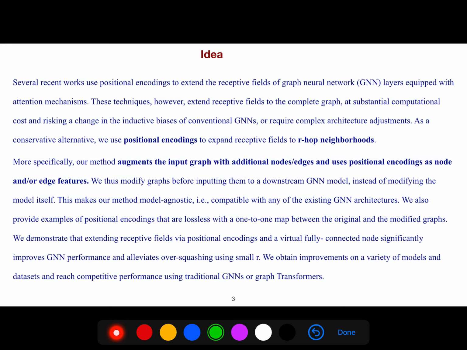These techniques, however, extend receptive fields to the complete graph at substantial computational cost and risking a change in the inductive biases of conventional graph neural networks or require complex architecture adjustments. As a conservative alternative, we use positional encodings to expand receptive fields to R-hop neighborhoods. More specifically, our method augments the input graph with additional nodes or edges and uses positional encodings as node or edge features.